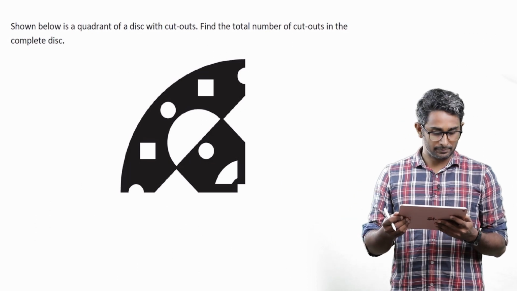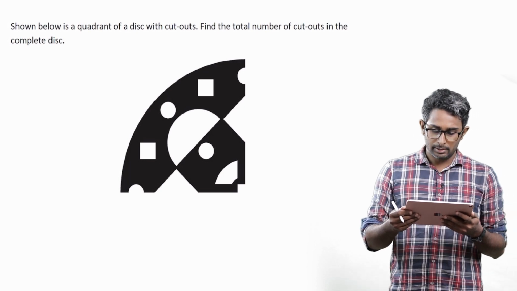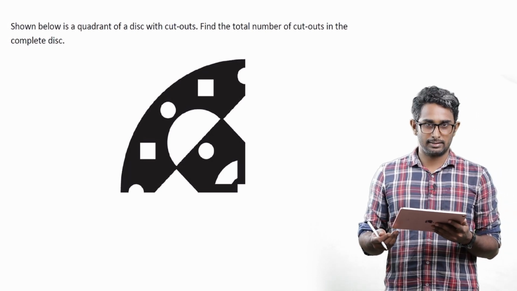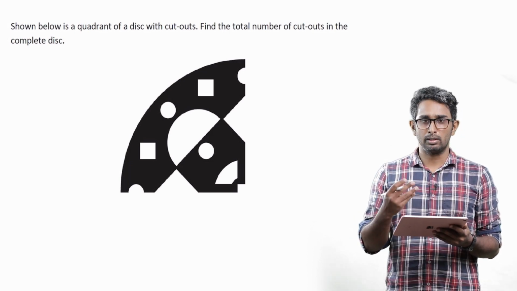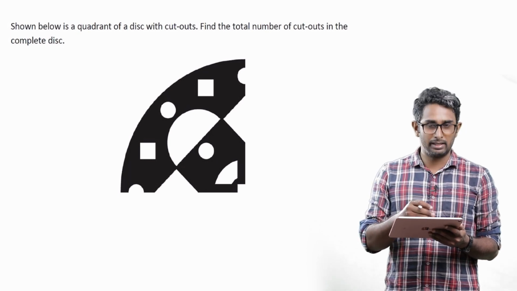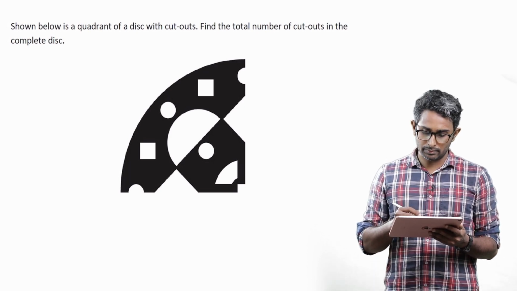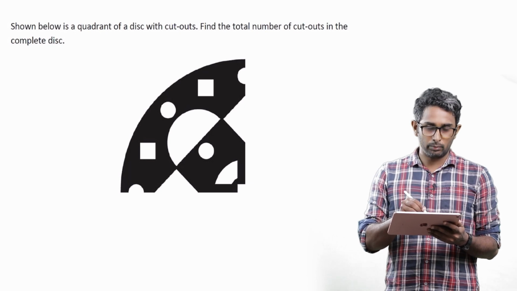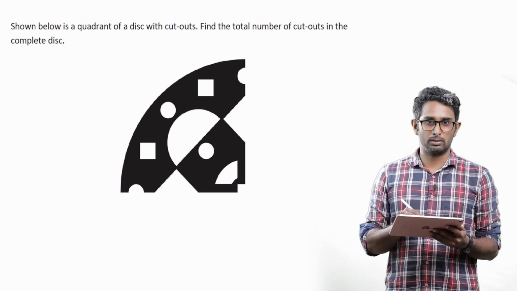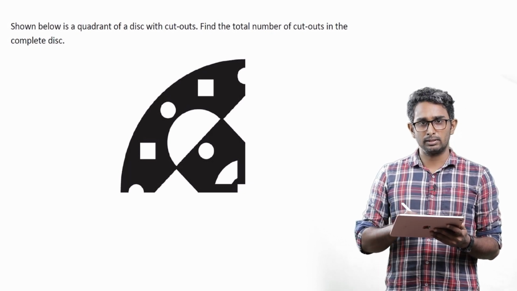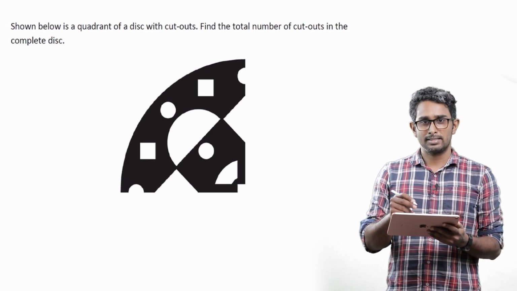Let's solve this question. Shown below is a quadrant of a disc with cutouts. Find the total number of cutouts in the complete disc. To complete the circle, we should have 4 quadrants, right? We have been given one quadrant and there are some cutouts in this quadrant. If you observe the image very carefully, there are some unique cutouts to this quadrant and some common cutouts. If you complete the full circle using the quadrant, there will be some unique cutouts as well as some common cutouts.